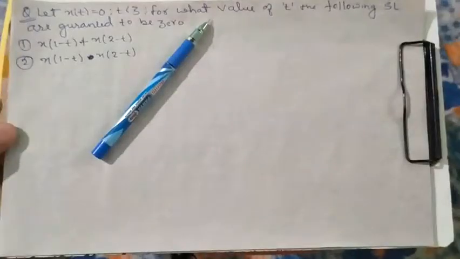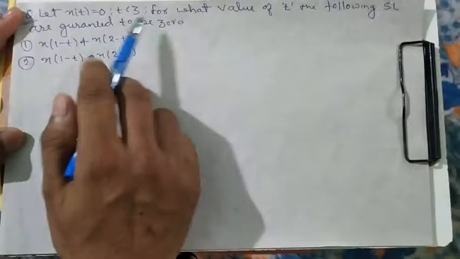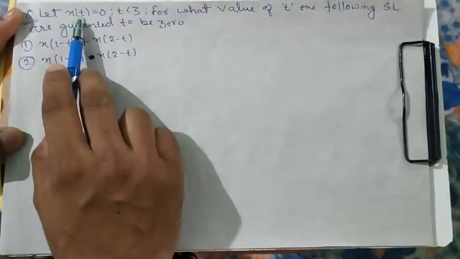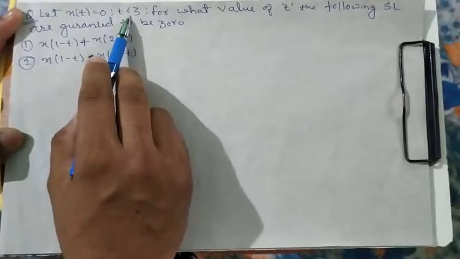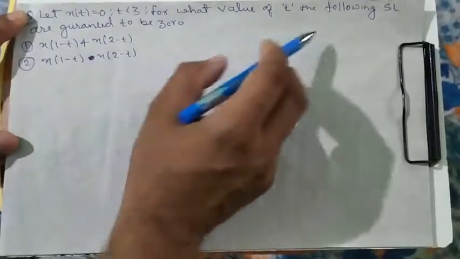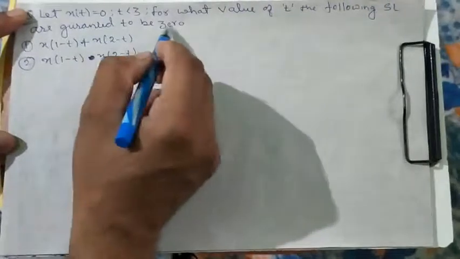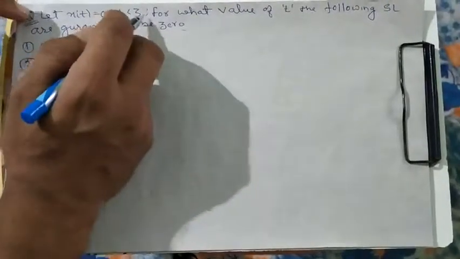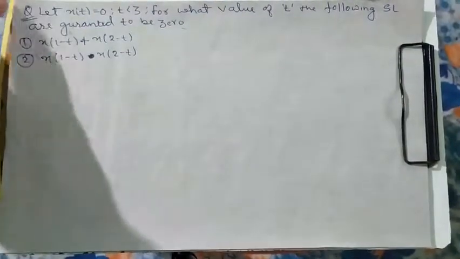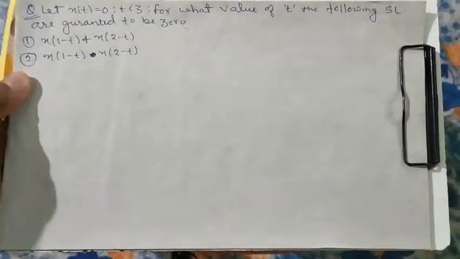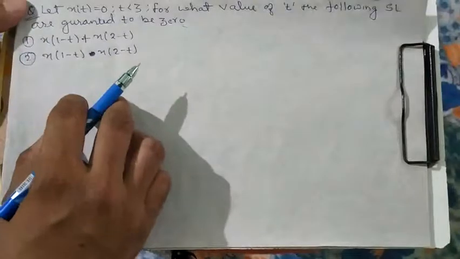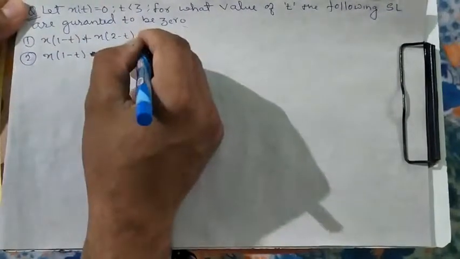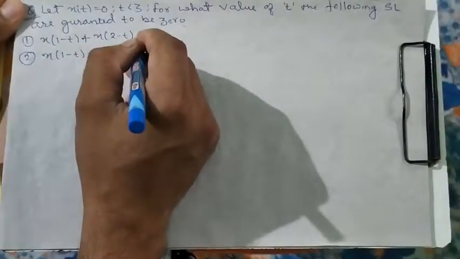Hey guys, see this question. Here it is mentioned that if any signal is there for which x(t) equals 0 for t less than 3, and we have been asked for what values of t the following signals are guaranteed to be 0. So there is a signal which is 0 at t less than 3, and we have to find for what values of t these signals will also be 0. Okay, our question is this.